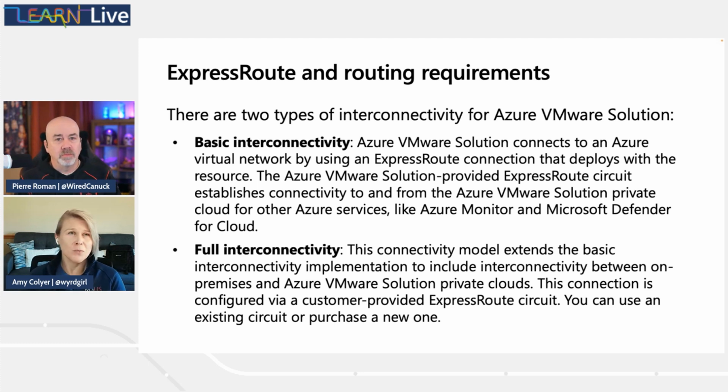So it would be more for, I wouldn't do production, especially if you're planning to migrate from your on-prem to the cloud. I wouldn't use basic, but that's all you need to get up and running, to get into the environment securely. And then full interconnectivity is when both sides have an express route circuit. So we have our express route and then the customer has their express route. We connect them and then you can have full connectivity back and forth.